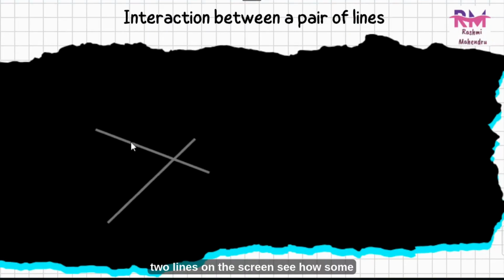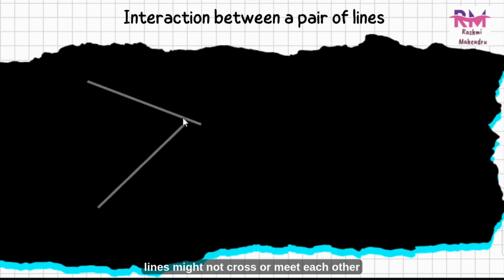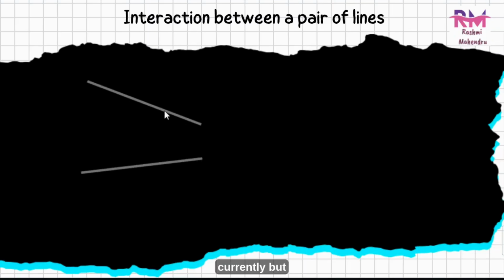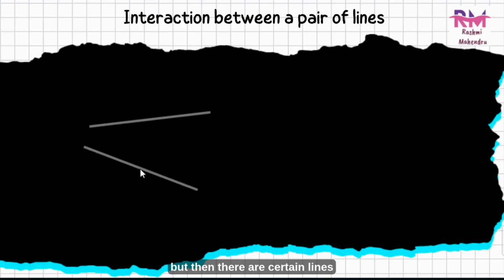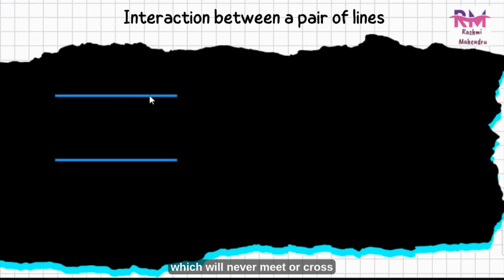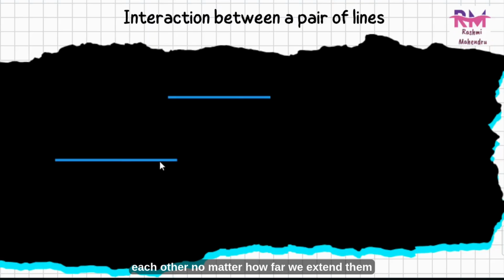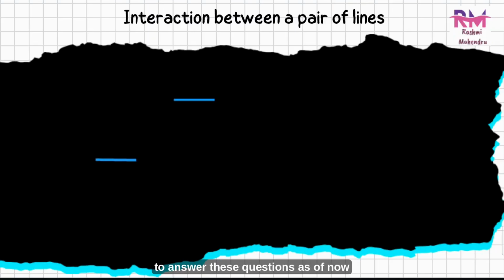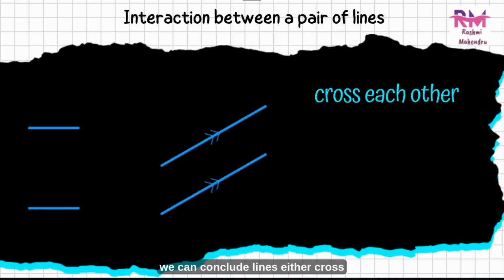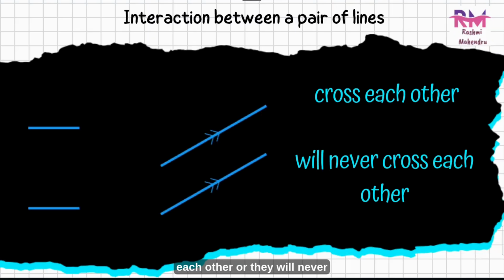Observe the two lines on the screen. See how some lines might not cross or meet each other currently, but when we extend or move them around, they do intersect. But then there are certain lines which will never meet or cross each other no matter how far we extend them. They will always run alongside each other. We will investigate different scenarios to answer these questions. As of now, we can conclude lines either cross each other or they will never meet or cross. Let us explore both the options one by one.